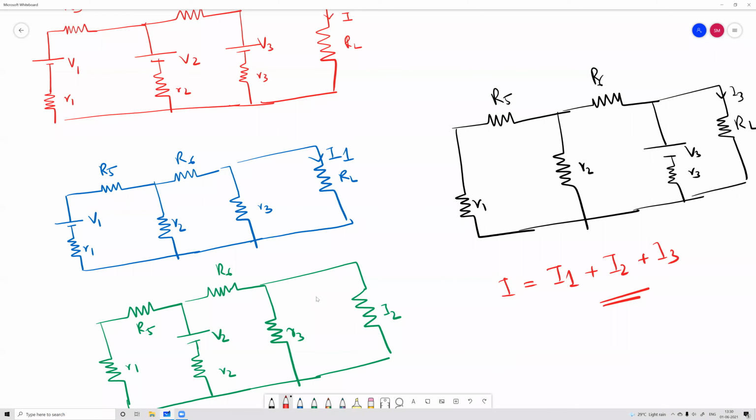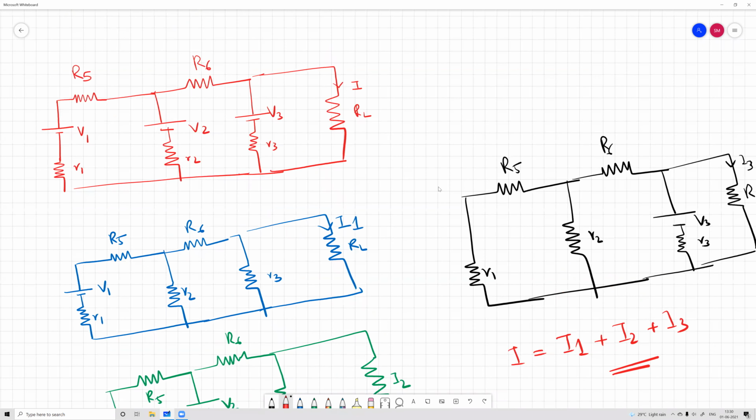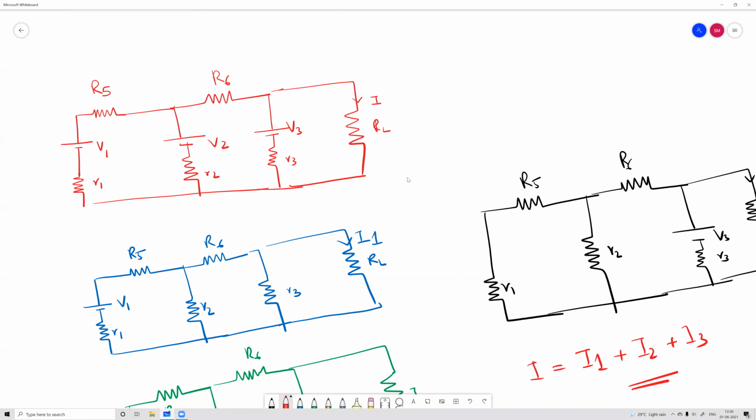So once more, could you repeat? Sure. Suppose the circuit is like this. The red circuit, you can see there are three sources, okay? And we have to find the current, this current, through this resistance RL, okay? Now we can use KCL, KVL, node analysis, mesh analysis, many methods we have seen previously. So it is possible to use any of these methods and find the current I.